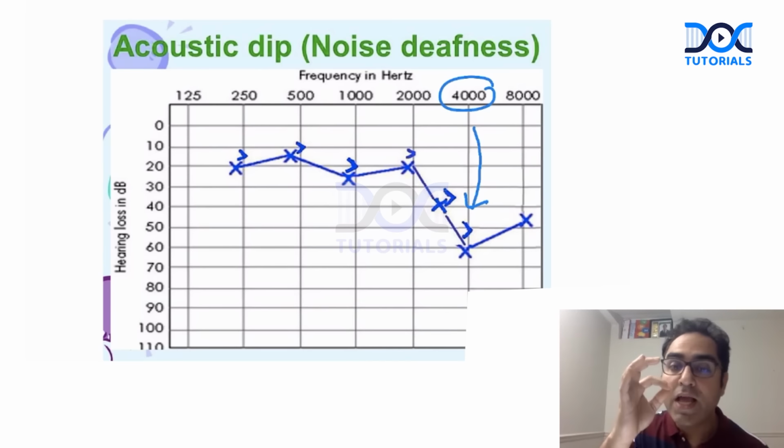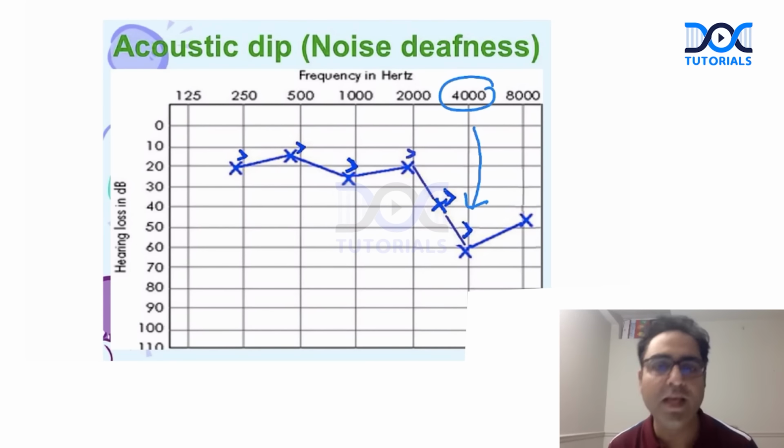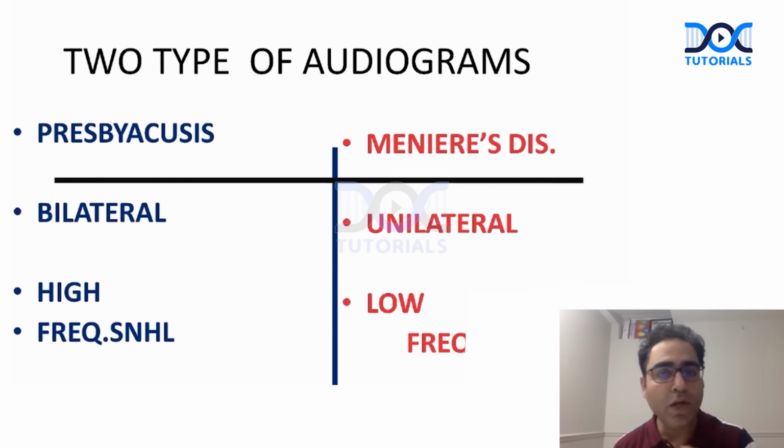Let's revise once again. Carhart's notch, a dip at 2000 Hz in BC, is a feature of otosclerosis. Acoustic dip at 4000 Hz in AC, BC is a feature of noise-induced hearing loss. This is also called Boiler's notch because it's common in the industrial areas actually. Now, the 2 types of audiogram, beta: presbycusis and Meniere's.